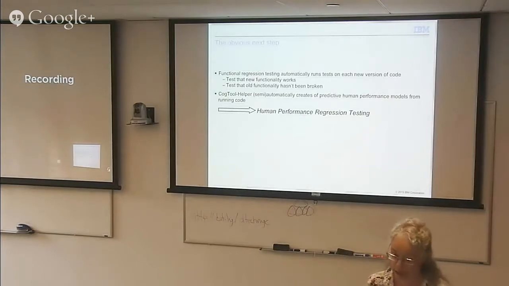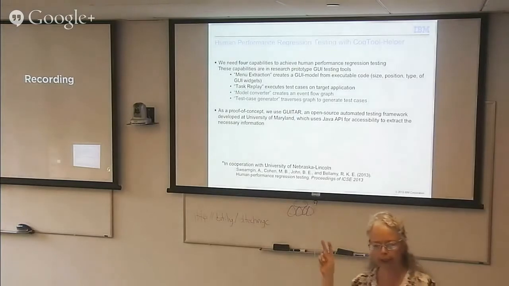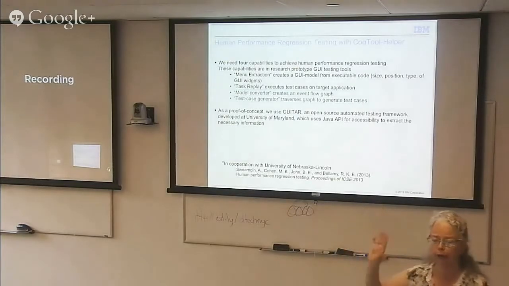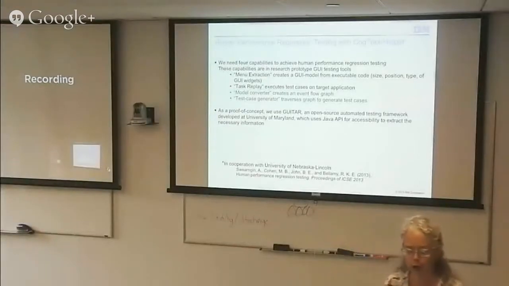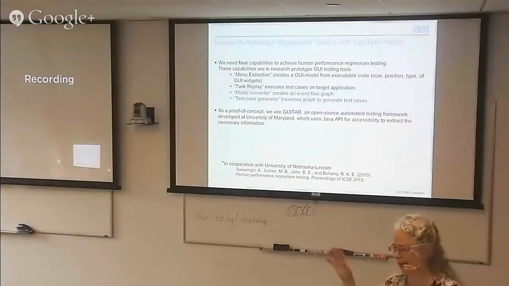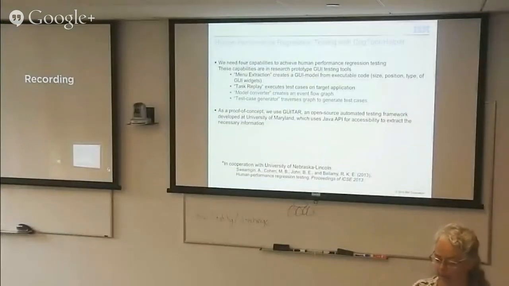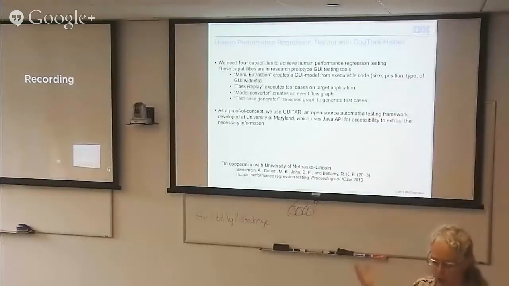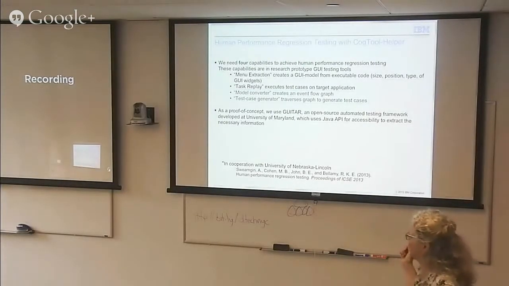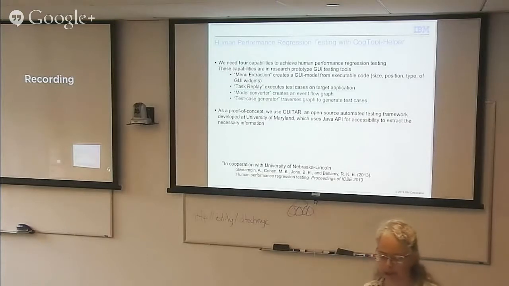Let's see what else we need to be able to do that. Before we only needed 2 capabilities, the first 2 bullets, now we need 4. We're going to have to know more about the actual action of this thing. It's called an event flow graph. Guitar already does this. A lot of GUI testing tools and research do this sort of thing. And we need a test case generator that's going to traverse the graph that it makes and generate test cases. Again, we did a proof of concept using Guitar, and we have a paper at ICSE 2013 about this.